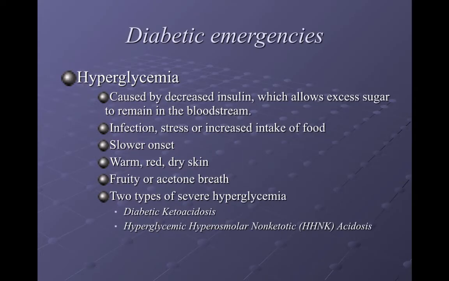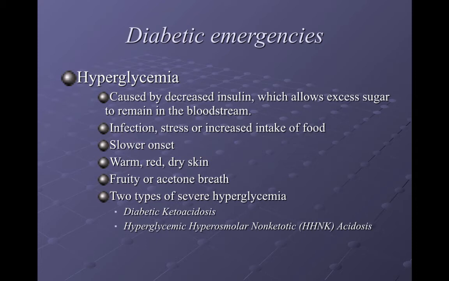So in hyperglycemia, it's going to be that there's too much sugar in the bloodstream and not enough insulin to get that sugar out of the bloodstream. Infection and stress, or an increase in food intake. Imagine that. If you eat more, you get more sugar in your body. It has a slower onset. You have that warm, dry skin. You may have a fruity or acetone breath, but that's only true in kind of one case.